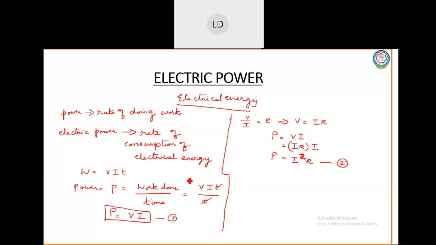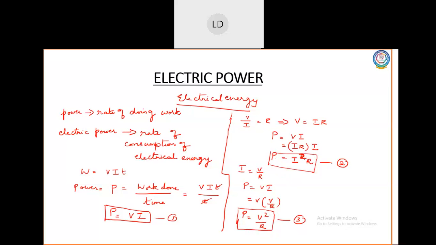And again the same Ohm's law I will take. V by I is equal to R. Or I can also write I is equal to V by R. Yes or no? Now substitute again in this formula. P is equal to V into I. Substitute for I as V by R. So in this case, the formula for power will be V square by R, equation 3. So here are three formulas for power. P is equal to V into I, P is equal to I square R and P is equal to V square by R.